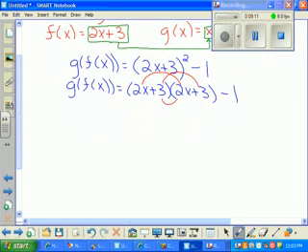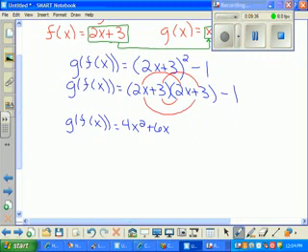First. When we FOIL this out, our first terms, 2x times 2x is 4x squared. Outer, 2x times 3, 6x. Inner, 3 times 2x. And last, 3 times 3. And don't forget to tack on your minus 1 at the end.